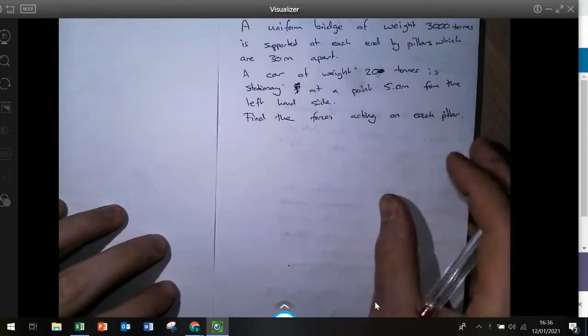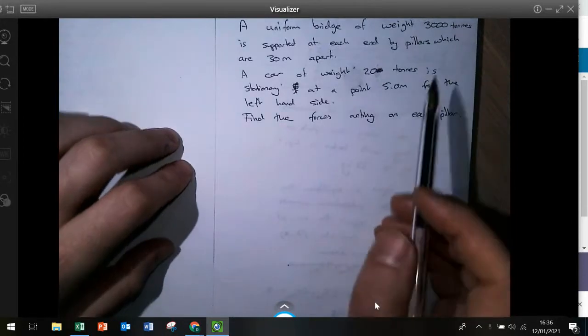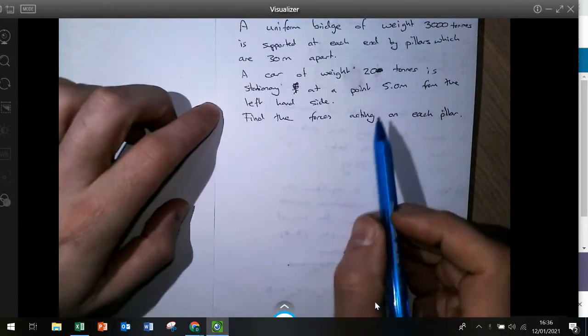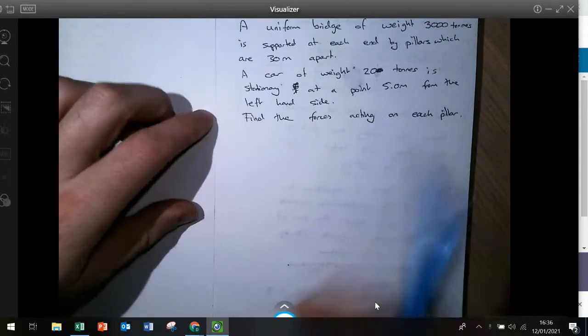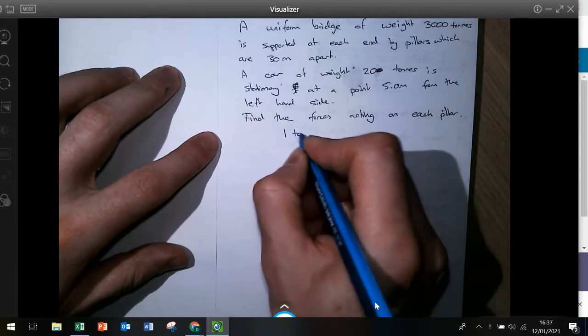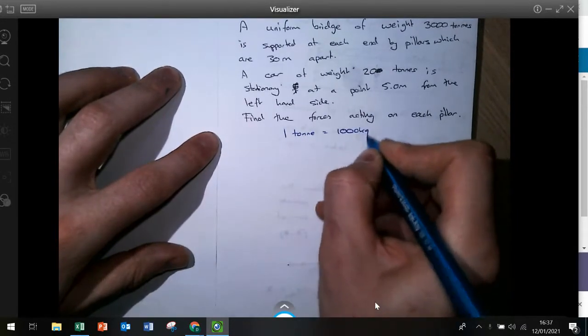A uniform bridge of weight 3,000 tons is supported at each end by pillars which are 30 meters apart. A car of weight 20 tons is stationary at a point 5 meters from the left-hand side. Find the forces acting on each pillar. Now, 1 ton equals 1,000 kilograms.